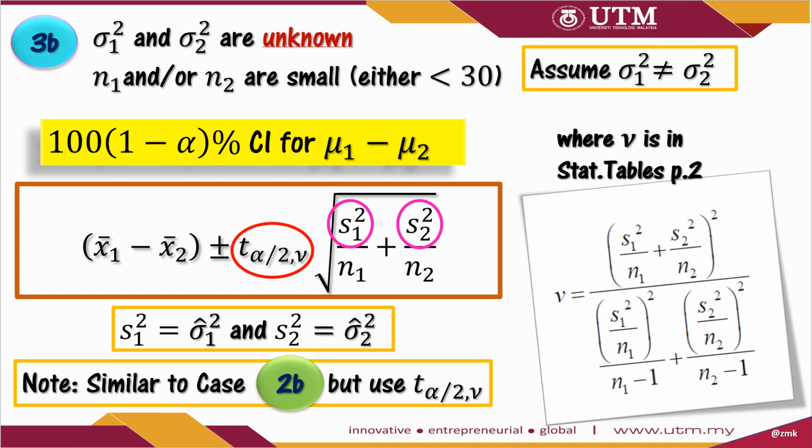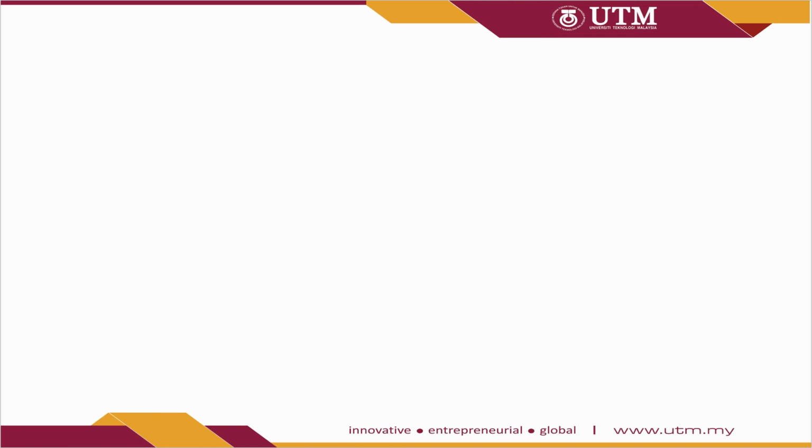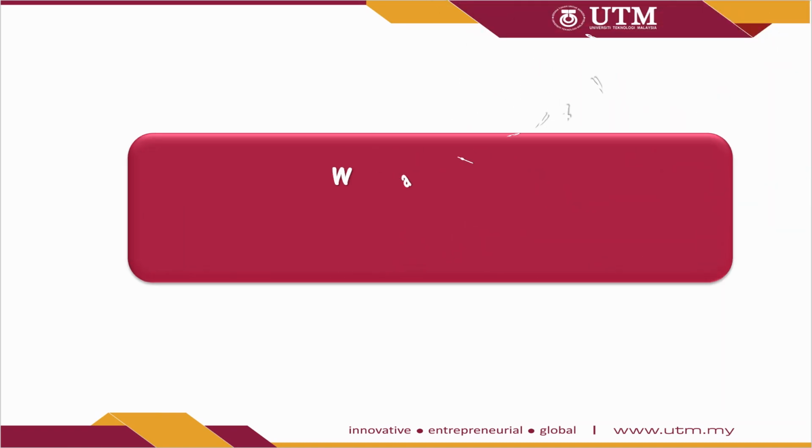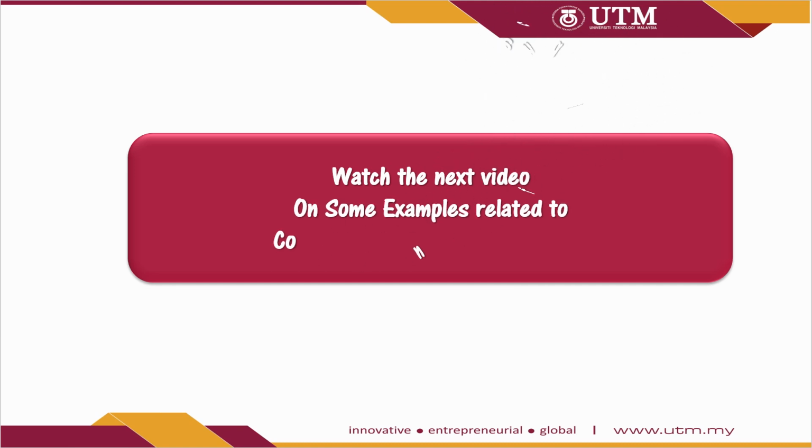Having run through all the 5 cases, let us now explore a few examples on constructing the confidence interval for mu1 minus mu2. Let's go. For some examples and solutions on constructing the confidence interval for the difference between the two population means mu1 minus mu2, please watch the next video I have prepared for you.